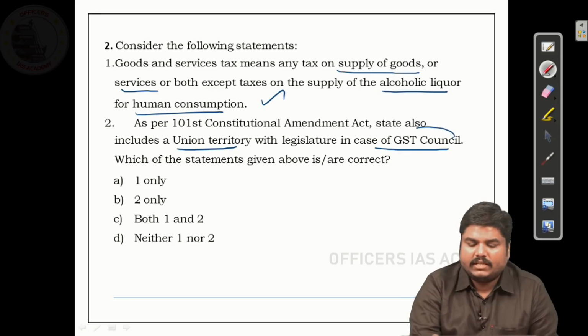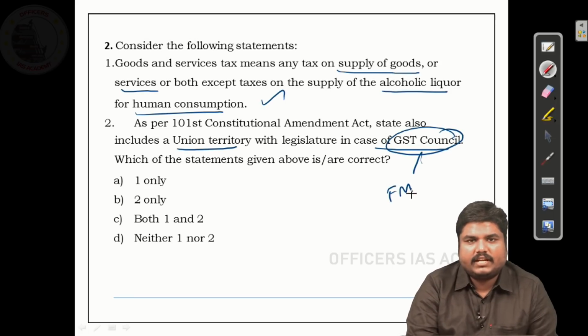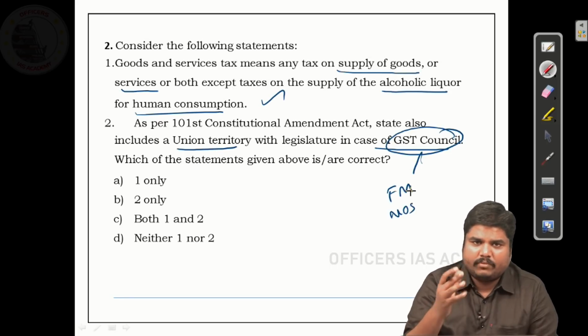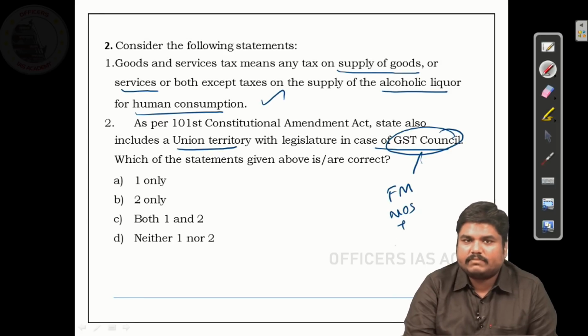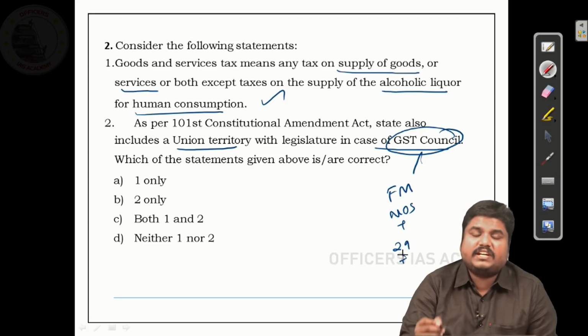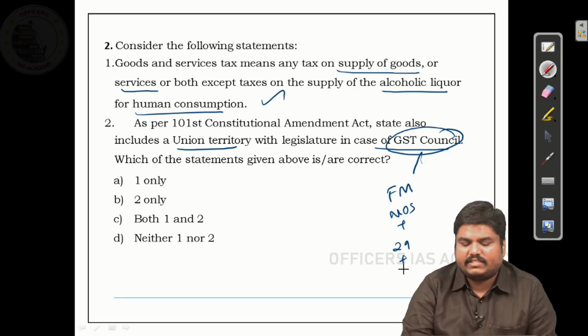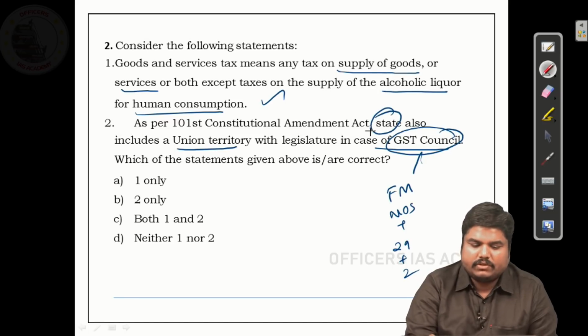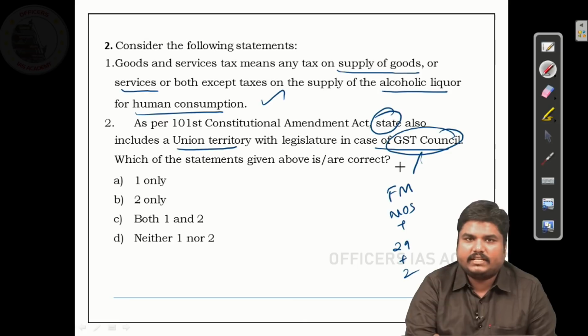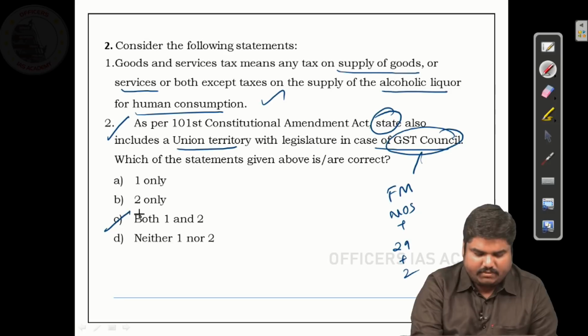In GST Council, it is headed by the Finance Minister, and the Minister of State holding the Revenue Department will also be a member of this GST Council, followed by Finance Ministers from 29 states plus 2 union territories having legislative assemblies, that is Pondicherry as well as Delhi. Those finance ministers will also be representing the GST Council. So the state also includes UT with legislature in case of GST Council is a correct statement. So both the statements are correct. So answer is going to be C, both 1 and 2.